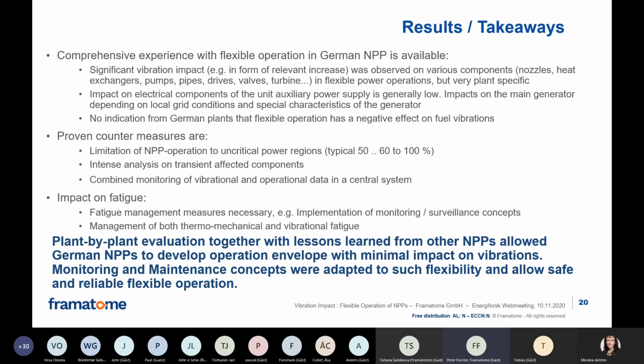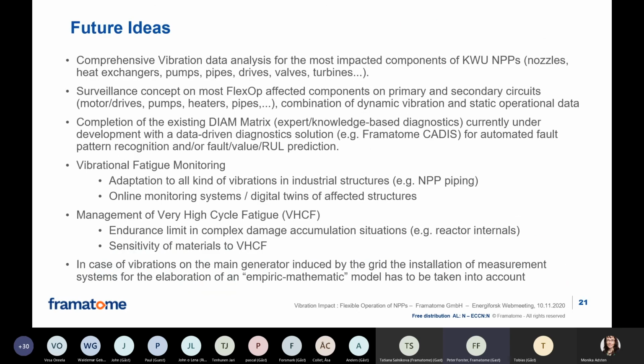And then the last slide, an informational slide. We see here some future ideas which could be dealt with in the future on these items. So a deeper and more comprehensive vibration data analysis on the impacted components can be made further.